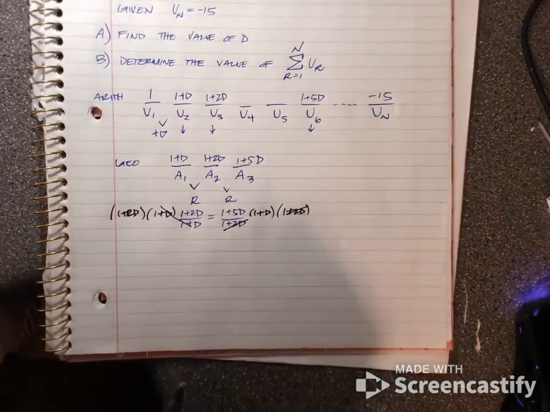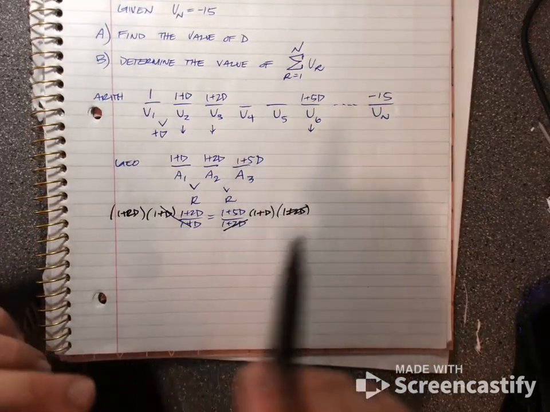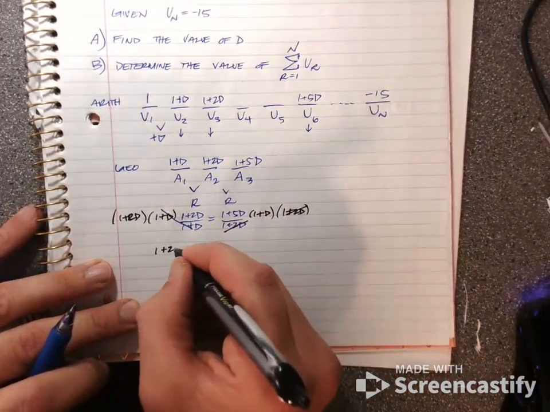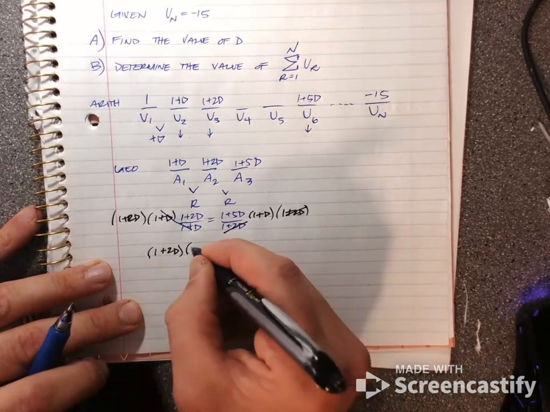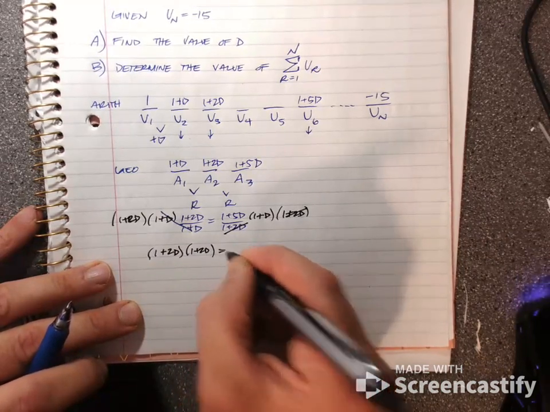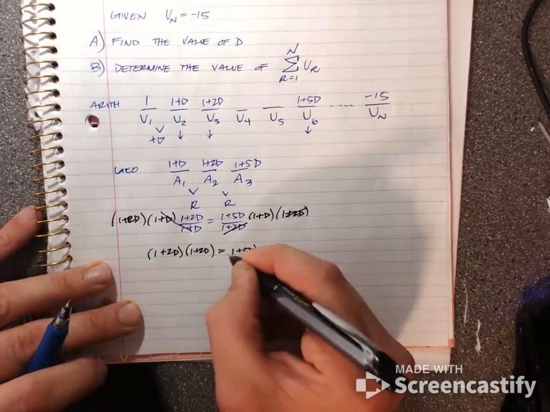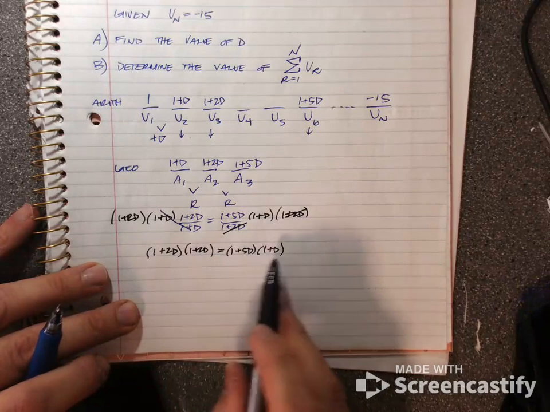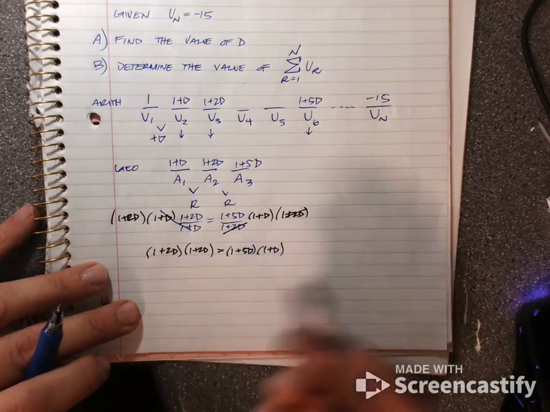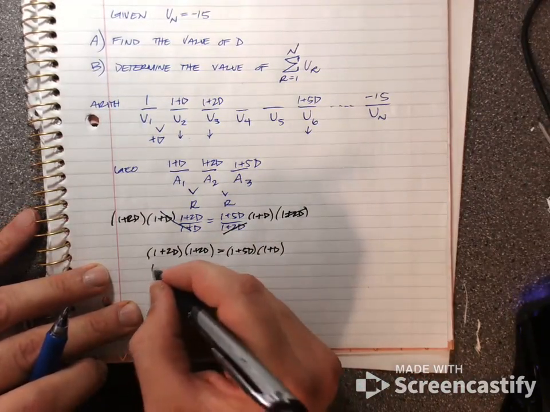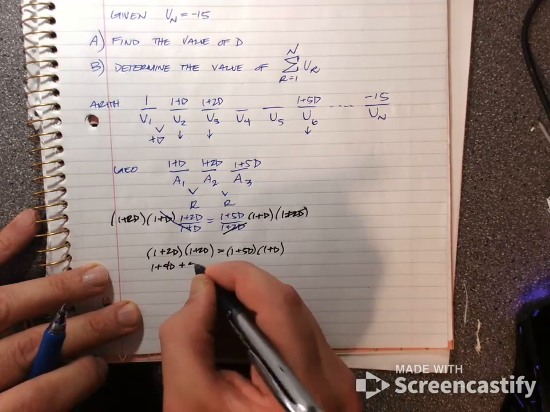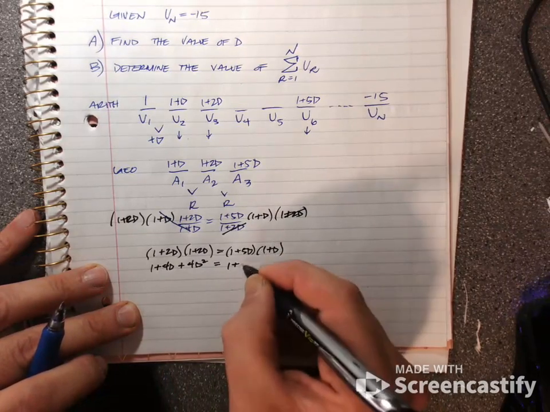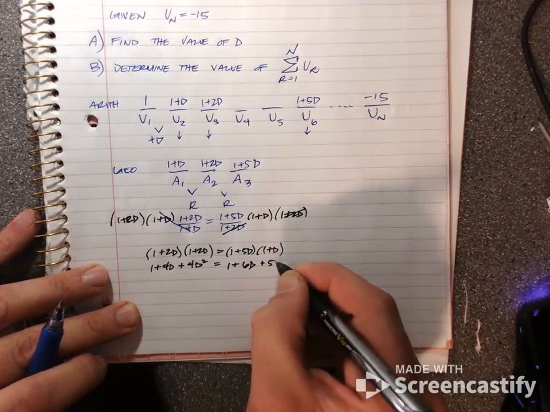It looks a little bit confusing, so let me just clean up what that reads as, and I'll stick to the black. It'll read 1 plus 2D, 1 plus 2D, equals 1 plus 5D, 1 plus D. Solve for D. Then we're going to box method the two of these and combine like terms, see what we get. So this is going to be 1 plus 4D plus 4D squared, and this will be 1 plus 6D plus 5D squared.